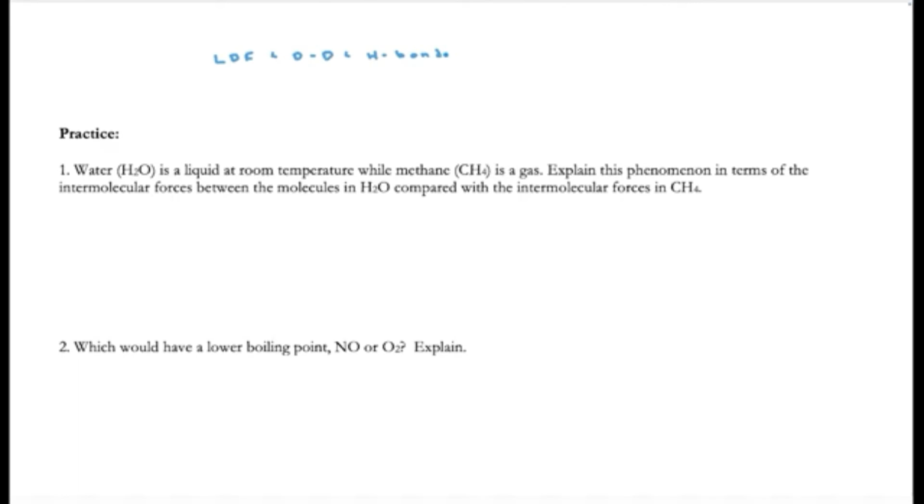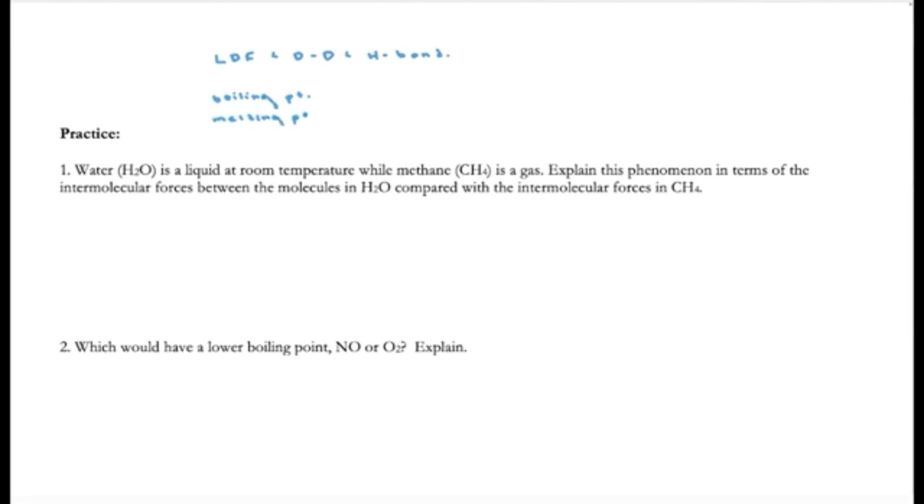If you have a very weak intermolecular force, your substance is most likely going to be a gas at room temperature. If you've got a very strong intermolecular force, it's most likely going to be a solid at room temperature. And if you think about it, we're going to use two terms to compare intermolecular forces. We're going to use the concept of boiling point and melting point.